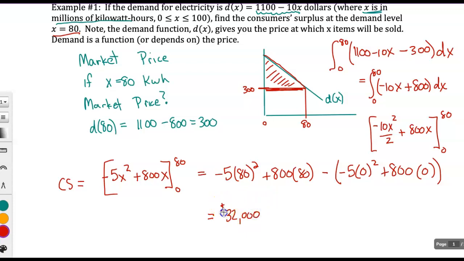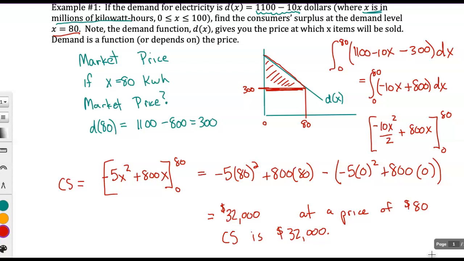So what that means is at a price of $80, consumer surplus is $32,000. Okay, so that's the consumer surplus right there. So in this actual scenario, consumer surplus is $32,000.